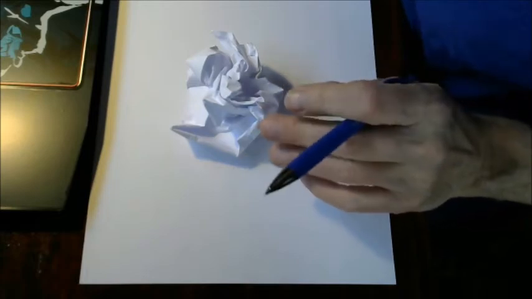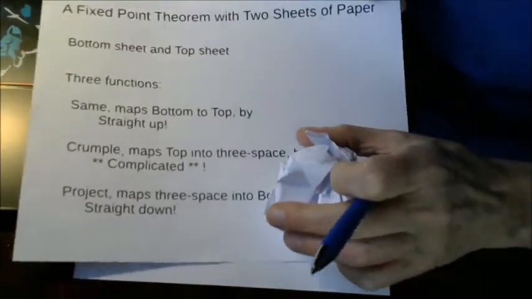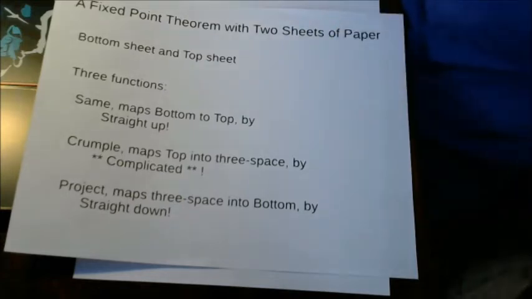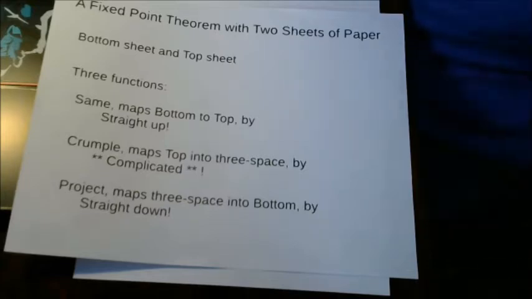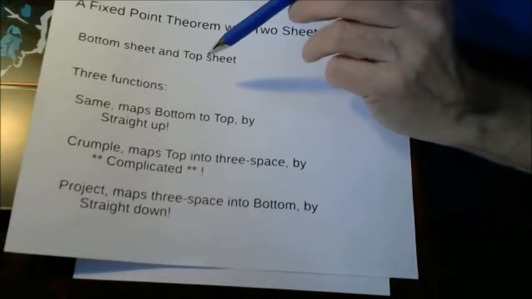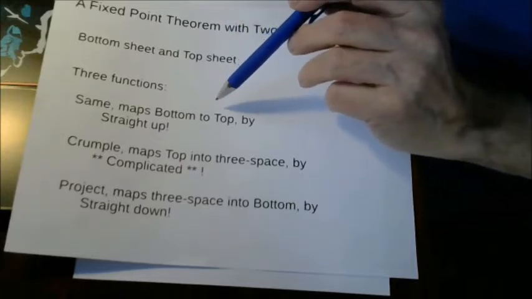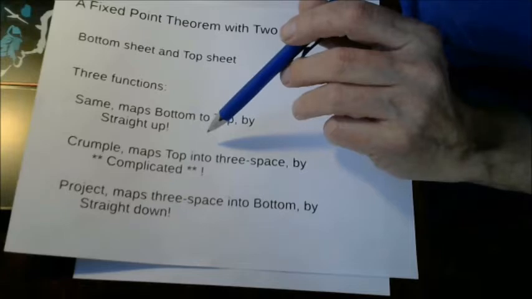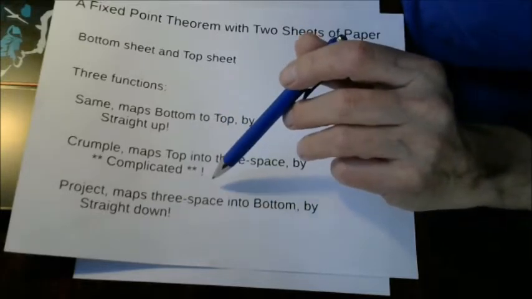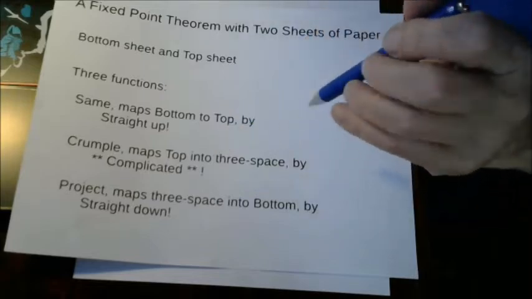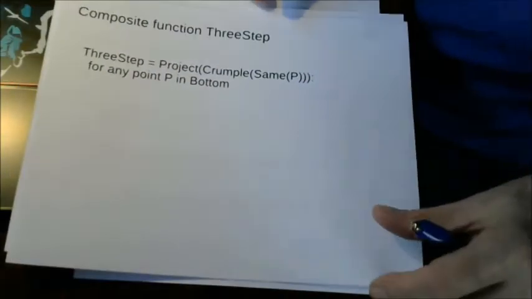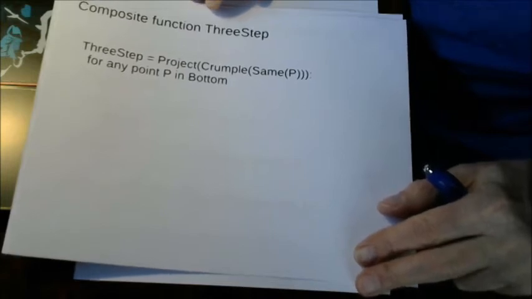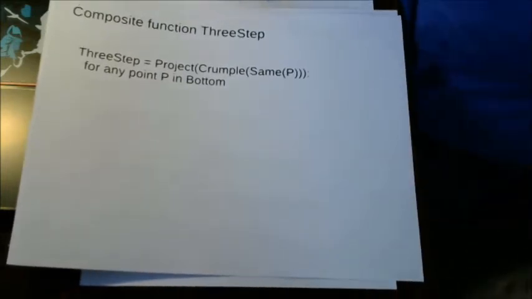Okay, 3 functions, and here's a summary. And we're going to put them together to make a function from the bottom sheet to itself, like this. For each point on the bottom sheet, go to its image under same on the top sheet, then go to that point's image in 3 space under crumple, wherever that is, then project straight down to return to the bottom sheet. And we'll call this function 3-step, which maps every point on the bottom sheet to a point on the bottom sheet.